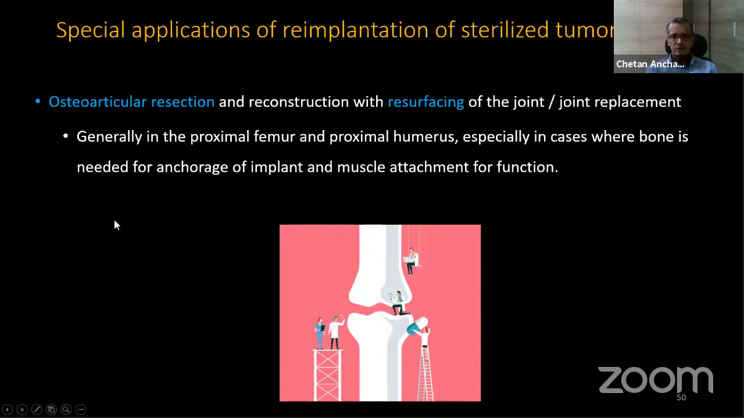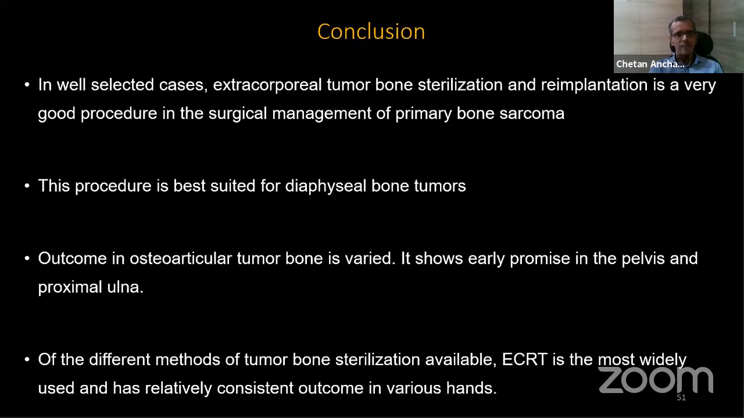Osteoarticular resection and reconstruction with resurfacing of the joint or joint replacement can also be done. Generally, this is done in the proximal femur and proximal humerus, especially in cases where the bone is needed for anchorage of the implant and muscle attachment for function. So to conclude, in well-selected cases, extracorporeal tumor bone sterilization and reimplantation is a very good procedure in the surgical management of primary bone sarcoma.